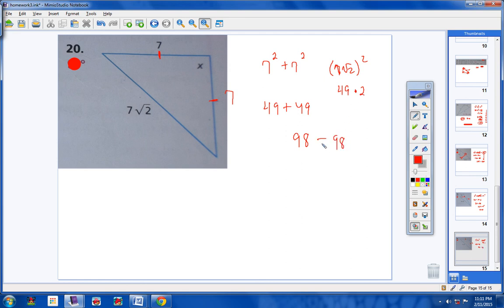So I know that I have a right triangle. I know this is my longest side, thus this is my hypotenuse. And if this is my hypotenuse, then the angle directly across has to be 90 degrees. So that angle is 90 degrees.